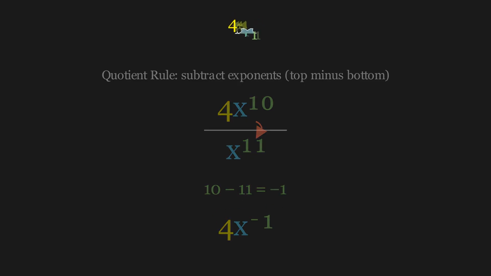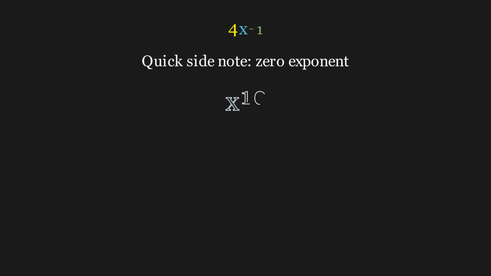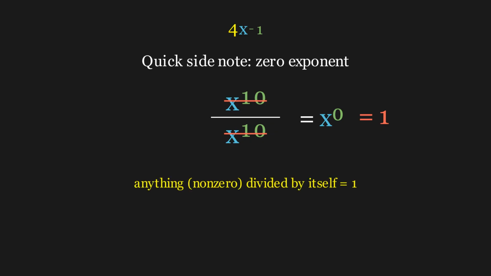Quick side note before we move on. If those exponents had been equal, say x to the 10th over x to the 10th, subtracting would give you x to the 0. And since anything divided by itself is 1, that's exactly why any non-zero number to the 0 power equals 1. Good rule to file away, but back to our problem. We landed on x to the -1, so we've got 4x to the -1.